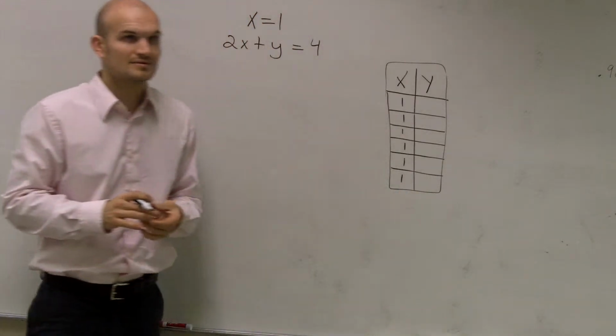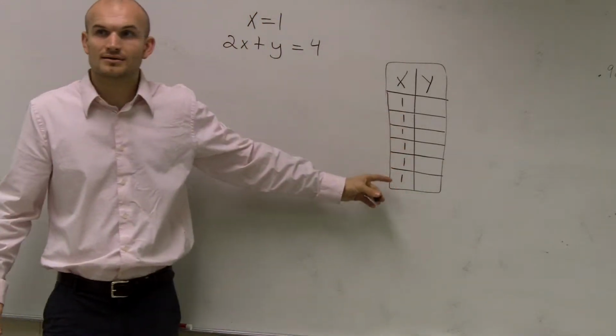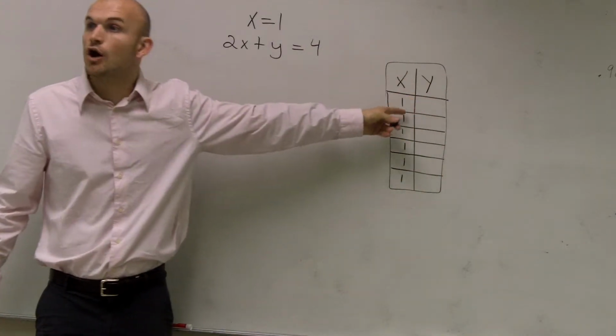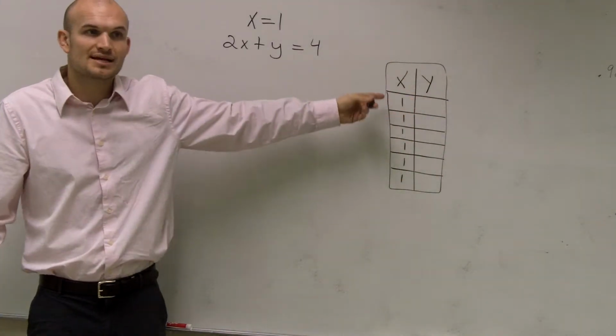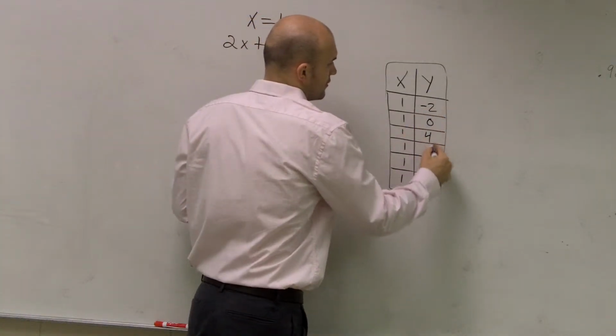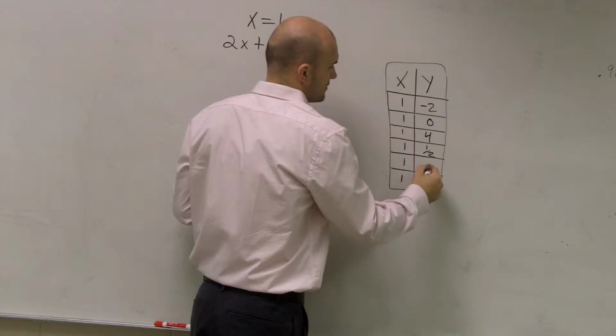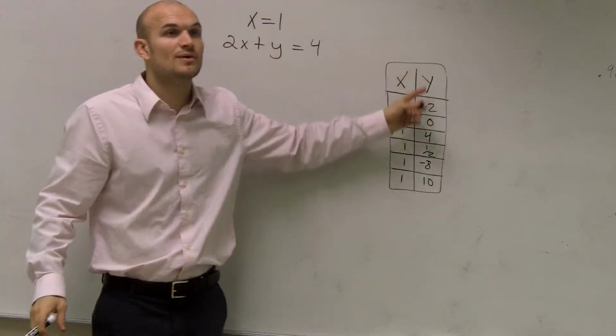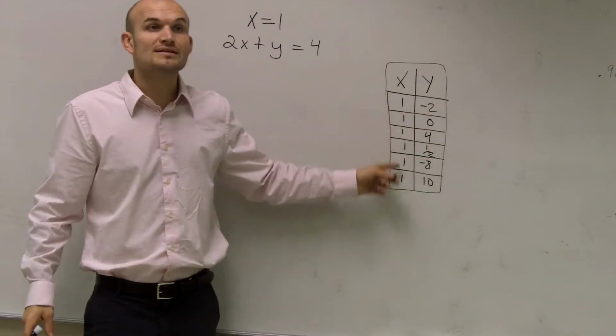Well then, if x always equals 1, no matter what value my y is, it doesn't really matter because x is always going to equal 1. So what I can do is simply pick any numbers I want for y. I can just do -2, 0, 4, 1/2, -8, 10. It doesn't matter what value I have for y, x always equals 1.